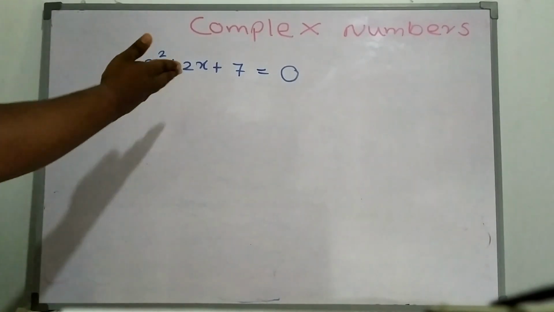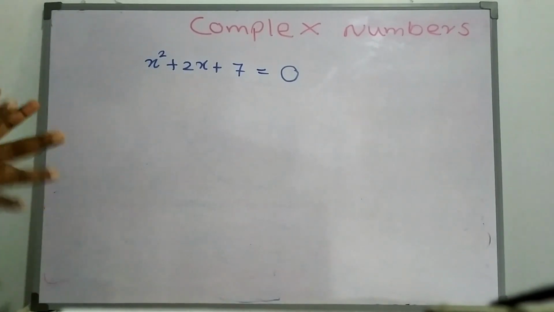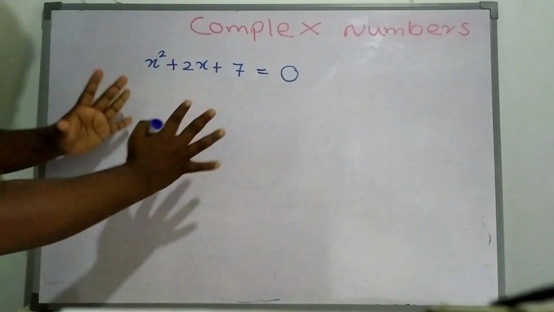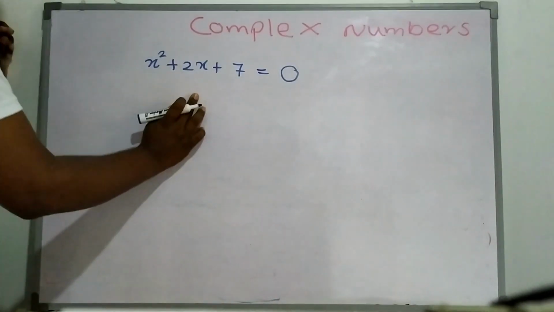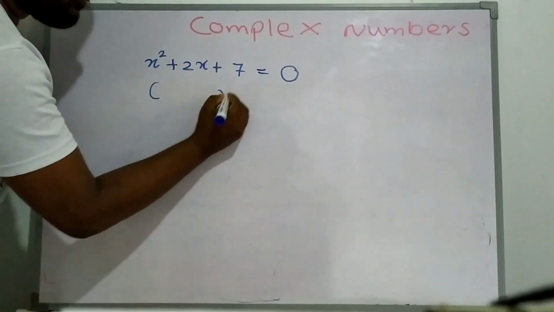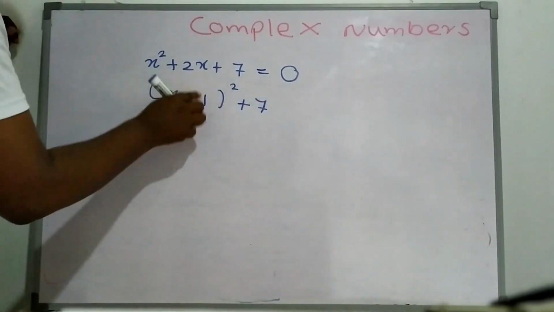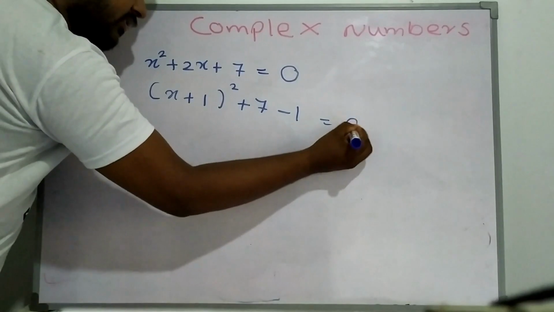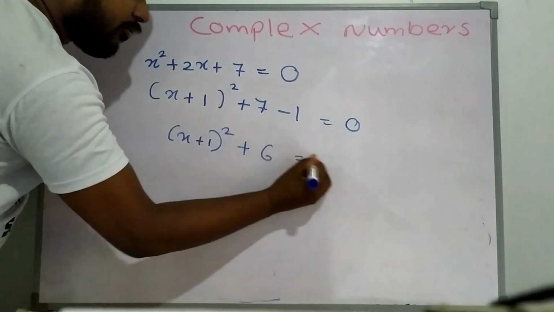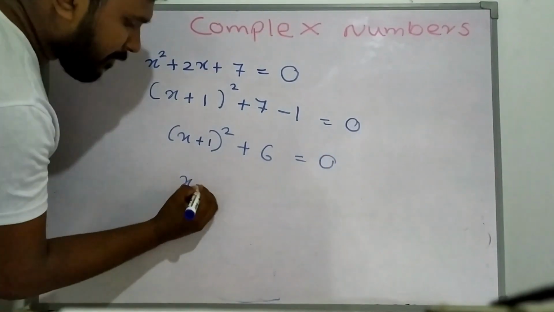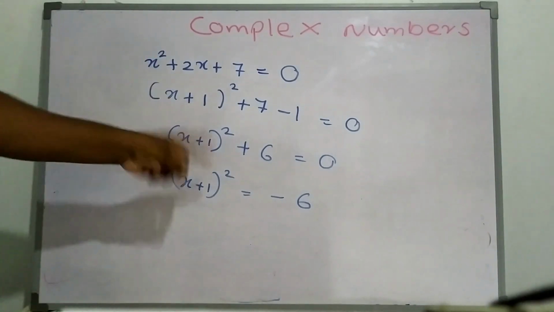The answer is given in this example. So this is a quadratic equation. Normally if it is equal to 0, then we are going to find the factors. So I'm going to factorize using completing the square. (x plus 1) squared equals minus 6. Right. We are in trouble.